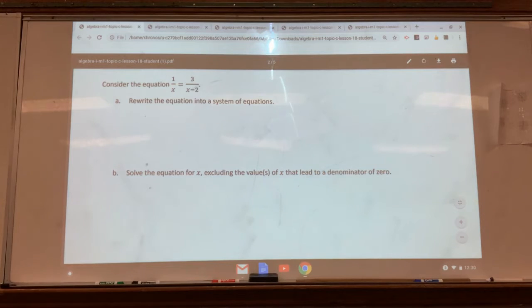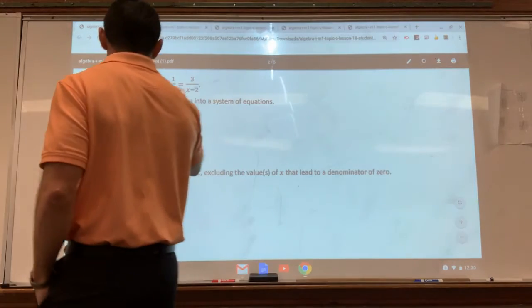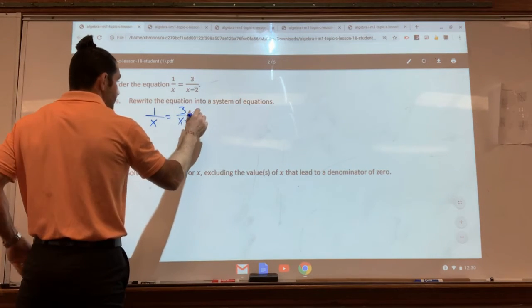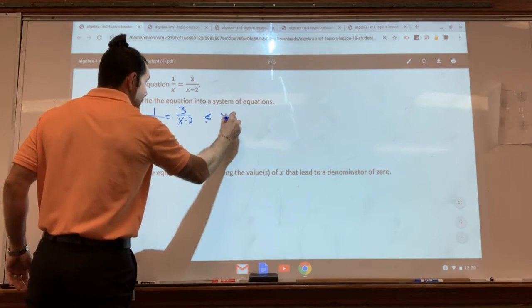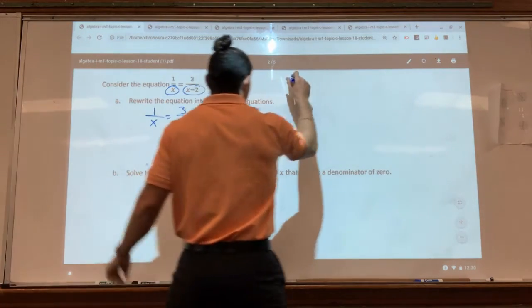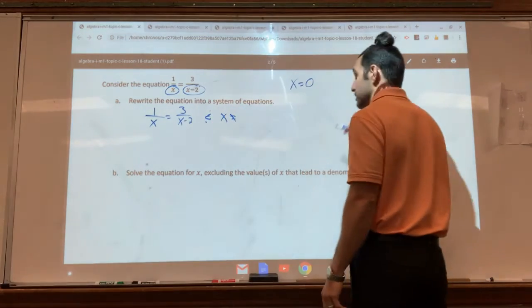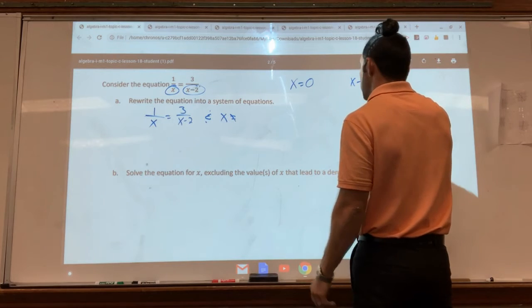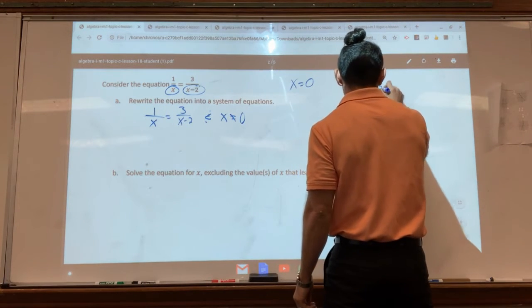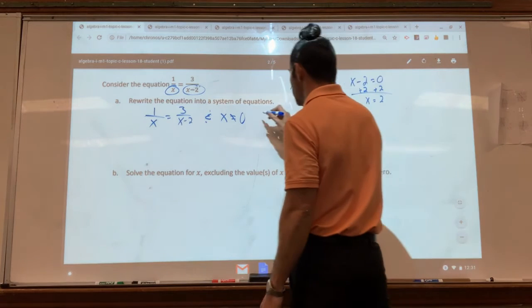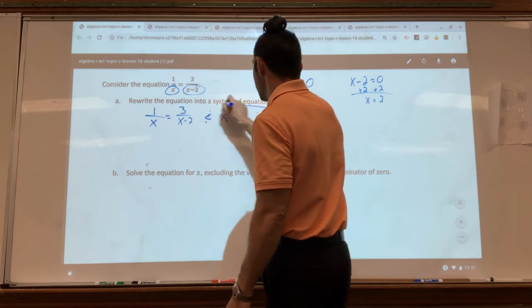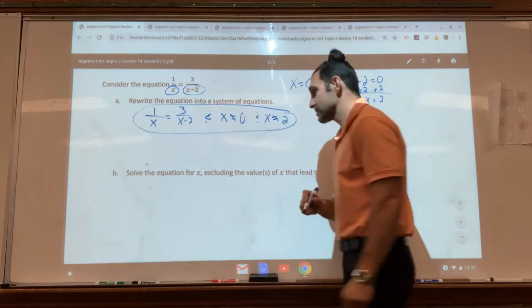Okay, so we're going to rewrite it as the equation 1 divided by x equals 3 divided by x minus 2. And x cannot... well, what can x equal? So we take these two. We set them equal to 0. x equals 0. x minus 2 equals 0. Well, we've already got one. x cannot equal 0. There's another one. When we add 2, x equals 2, and x cannot equal 2. This is the compound statement.